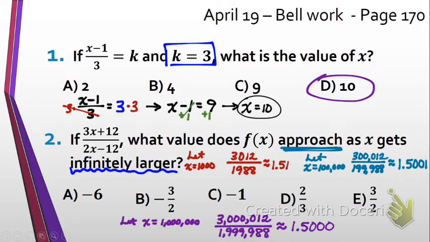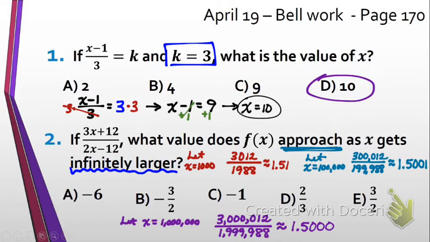If you had $3 million, would that extra 12 make a huge difference to you? I mean, I want the extra $12, don't get me wrong, but it's not going to make or break me if I've got $3 million. What about if you had almost 2 million? You were just $12 short of 2 million. You'd be fine with that? So as x gets bigger and bigger, does that plus 12 on the top really matter that much? Does the minus 12 on the bottom really matter that much? Not as x gets bigger and bigger and bigger.